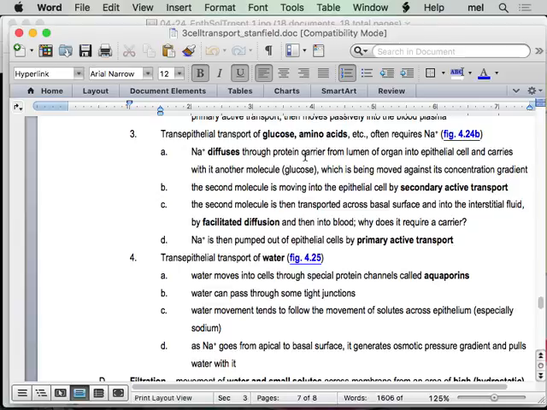Okay, so the last one is transepithelial transport of water. So this question asked, okay, I ate a Cheeto, I ate a Snickers bar, and I'm going to drink some water. And how do I get the water to move from the lumen of my intestine into my bloodstream? Okay, so how do I get it to move?